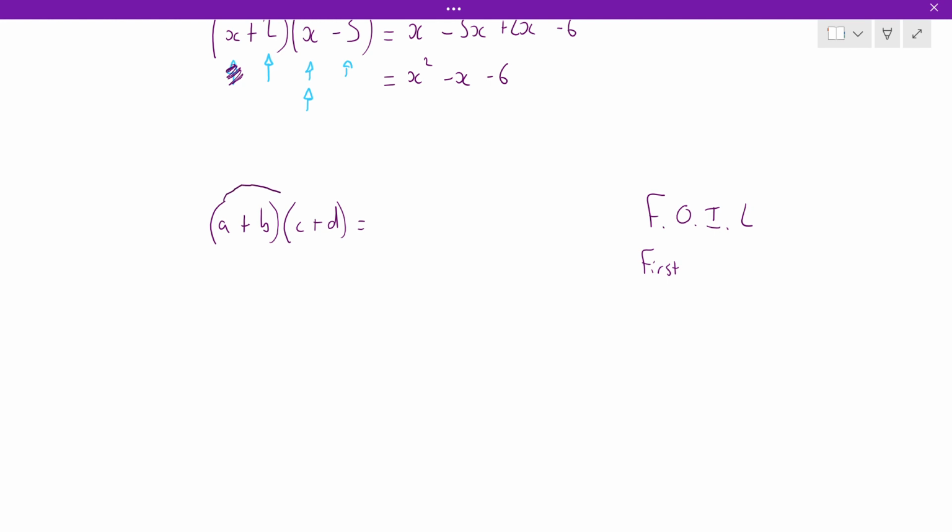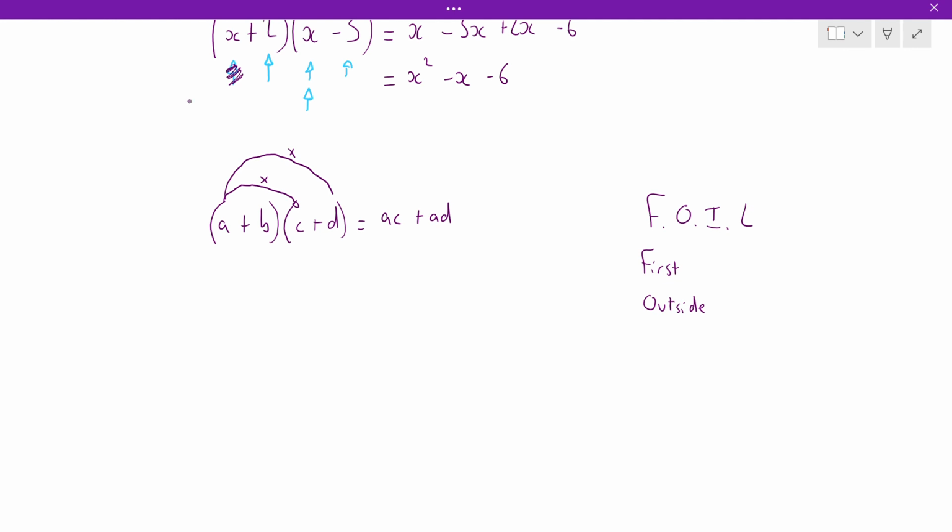This A multiplied by the first C. And you could do a little X if you like for multiply. So A times C is AC. Now let's go back to our acronym. The O stands for outside. So now let's do the two outside terms. So the outside term would be this first A and the outside of the second bracket, which is the D. So A times that D. Again, you can do a little multiply if you like. A times D is going to be plus AD.